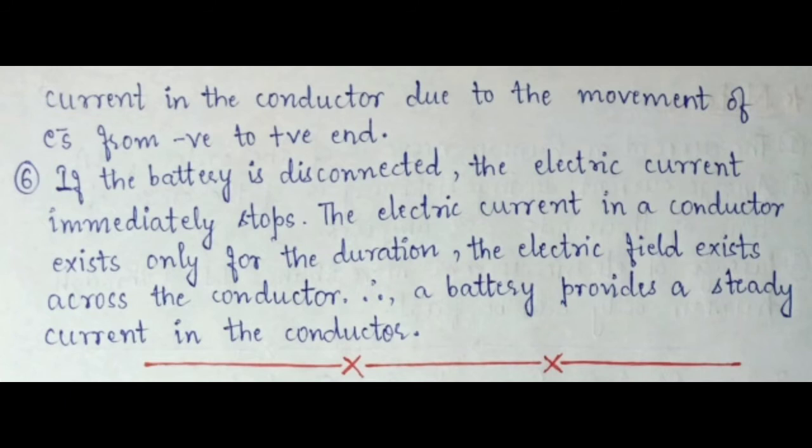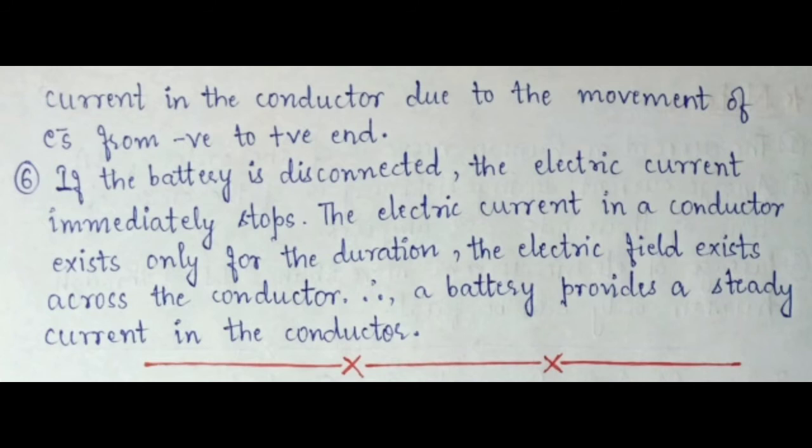I think this point is clear to all of you, because when we connect a battery, or you can say when we apply the positive and negative charge towards the two ends of a conductor, then the electric field lines always flow from the positive charge and end at the negative side, and opposite to this the electrons will flow. So this is written in point number 5.